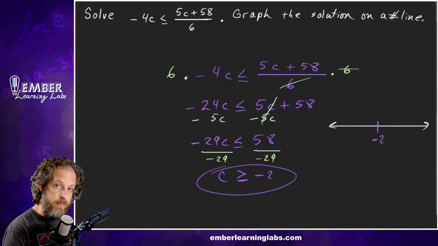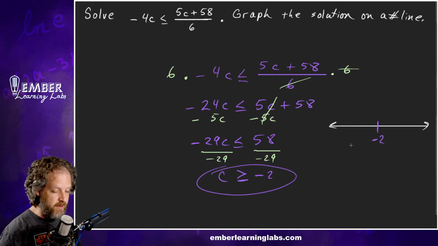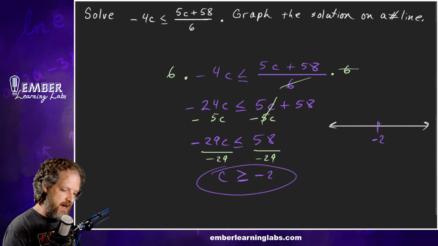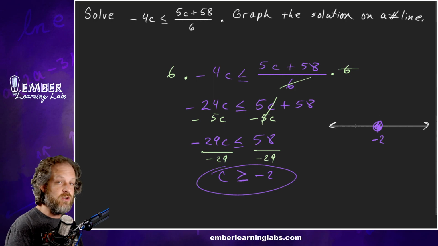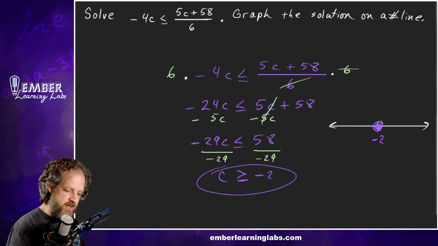Now we're going to do an open circle or closed circle. Think about it. What are we going to do? You got it? Yeah, I know you do. You're so brilliant. We're going to do a filled in circle because it is greater than or equal to. Since it's greater than, we're going to shade to the right because that's where our numbers are going up.